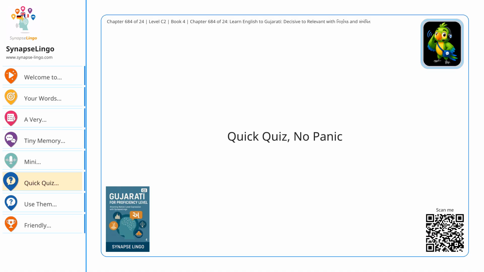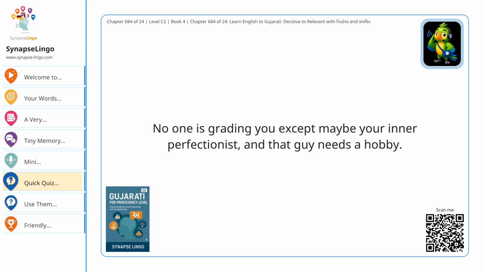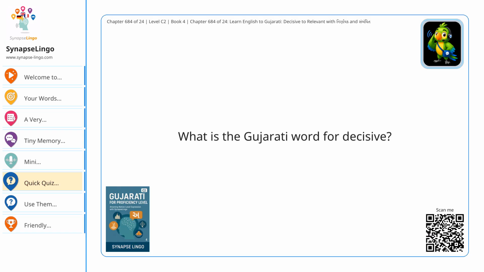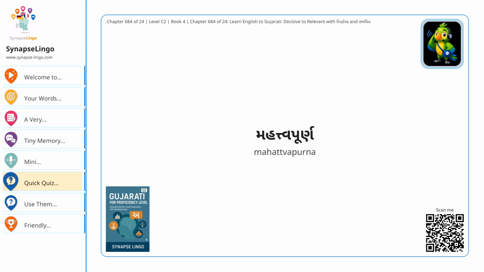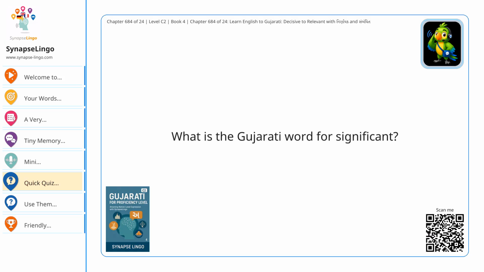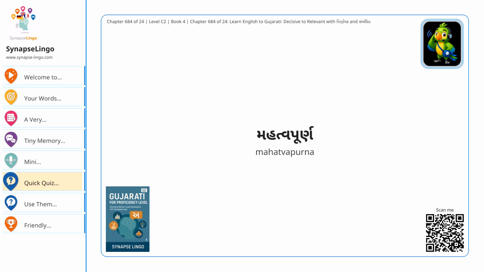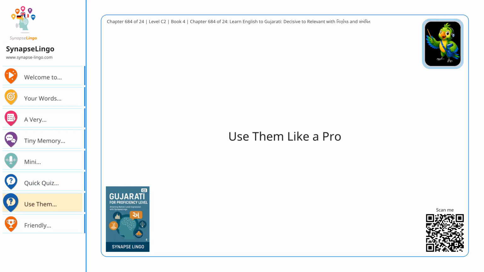Quick quiz, no panic. Time for a fast quiz. No one is grading you except maybe your inner perfectionist, and that guy needs a hobby. What is the Gujarati word for decisive? निर्णायक. What is the Gujarati word for primarily? मुख्यत्वे. What is the Gujarati word for fundamental? मूलभूत. What is the Gujarati word for substantial? महत्वपूर्ण. What is the Gujarati word for significant? महत्वपूर्ण. What is the Gujarati word for relevant? संबंधित.